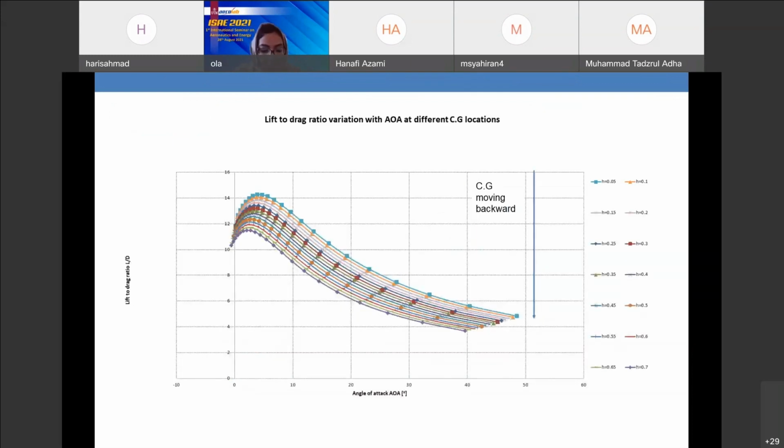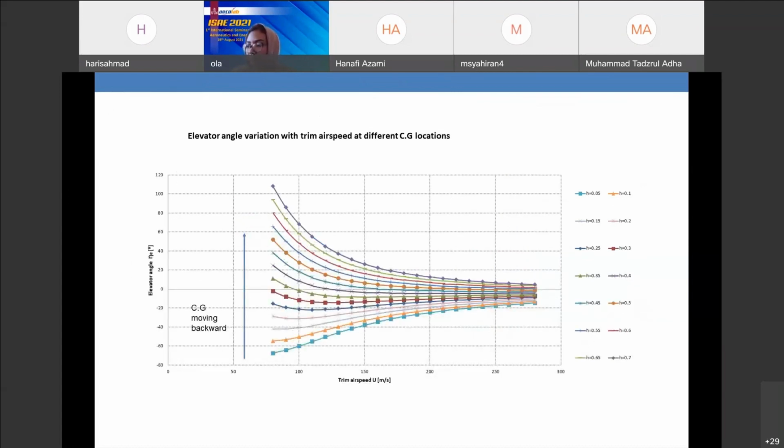The second graph here is the lift to drag ratio. As we see, it decreases as we move up. The maximum value for the lift to drag is 13.84. We observed that the maximum lift to drag ratio corresponds to lift and velocity for minimum thrust required. And this value is at 15% MAC, of course.